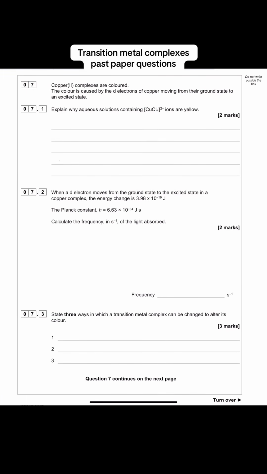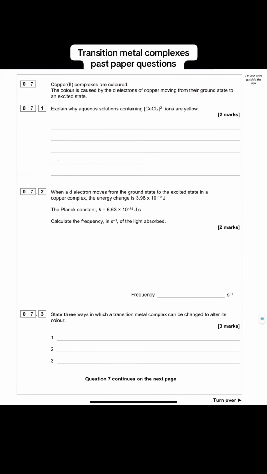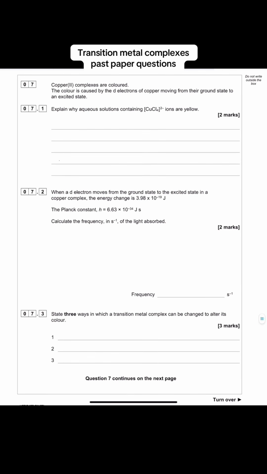In 2022, the question was about copper and copper complexes. So the first question was to explain why an aqueous solution containing copper chloride 2 minus ion is yellow. Remember that these are transition metal complexes, and they absorb light because they have d orbitals. So the answer here is because the light is absorbed and the electrons are excited.